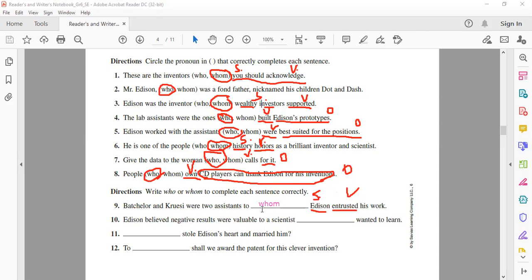So Batchelor and Crusoe were two assistants to whom Edison entrusted his work. Another thing to know is that I should put whom when there is a preposition. We said if we have a preposition, then immediately I will put whom. So there are two things to understand about when to put whom.